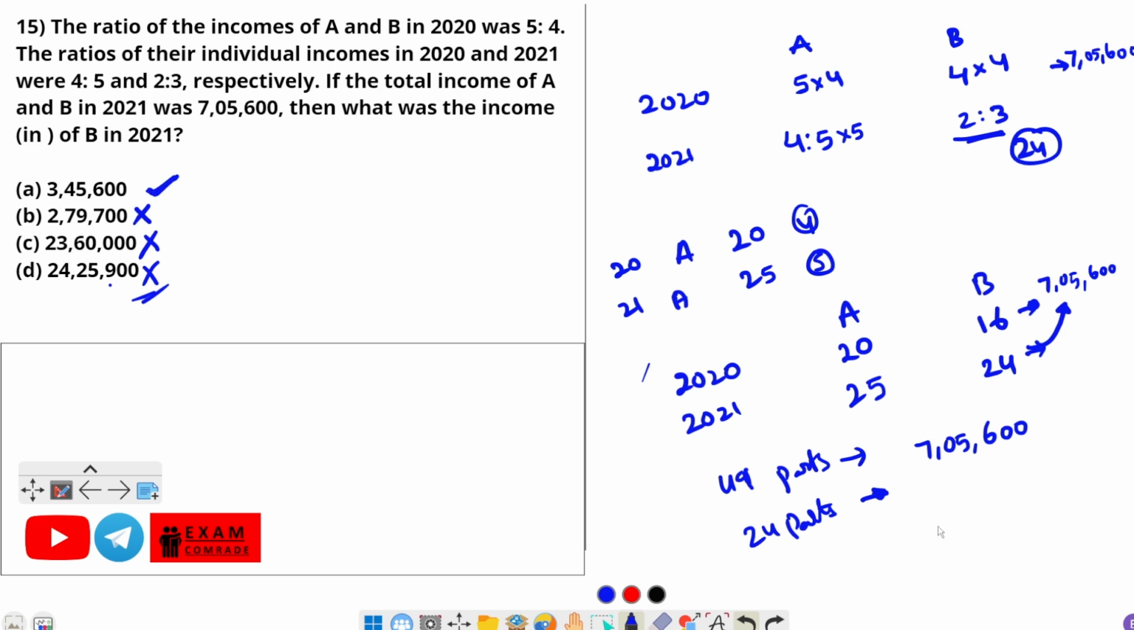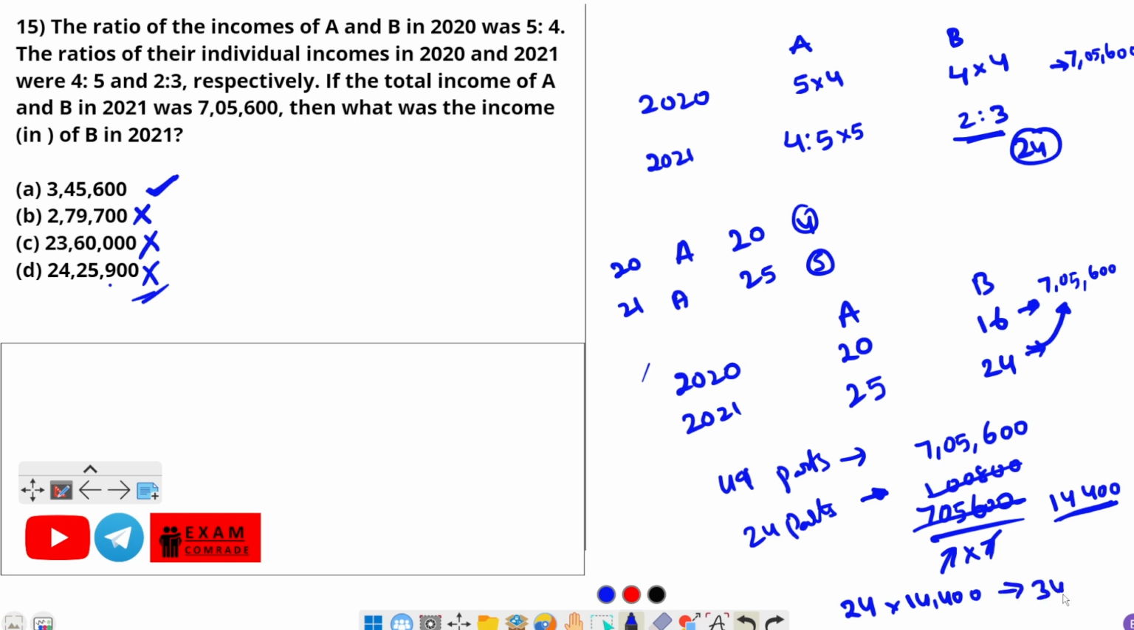You can also calculate it. 49 parts is 7,05,600 divided by 7 into 7. 7 1 is 7, 7 4 is 28. One part value is 14,400. 24 parts is 24 into 14,400, which will come as 3,45,600. You can do it with the elimination method also, using the divisibility rule of 3.